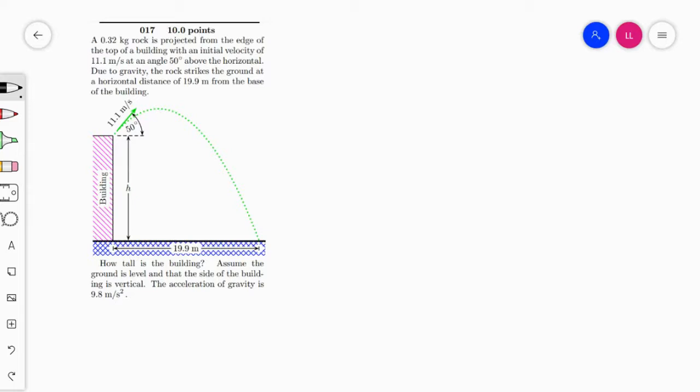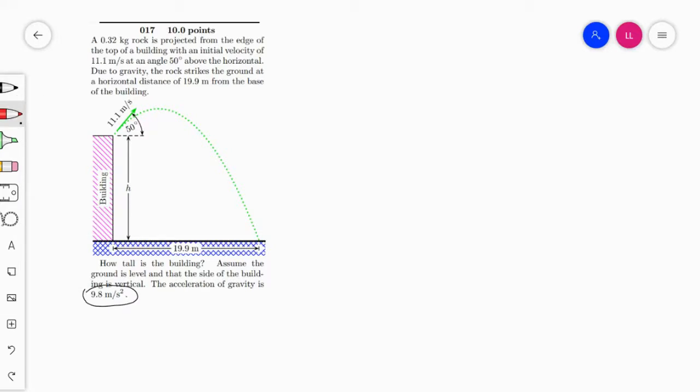At an angle of 50 degrees above the horizontal. Due to gravity, the rock strikes the ground at a horizontal distance of 19.9 meters from the base of the building. Okay, how tall is the building? And then assume the ground is level and that the side of the building is vertical. The acceleration of gravity is 9.8. Right, so here they're going to tell us what we're going to use for our g value.